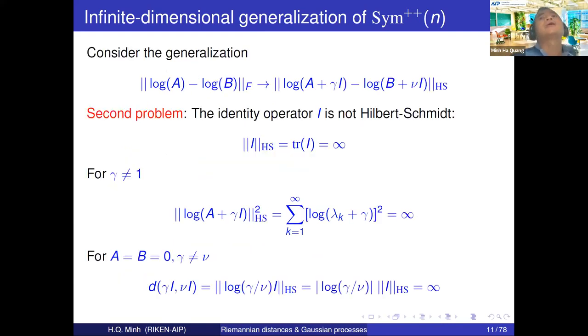So let's move on to the second problem. Now, instead of log A minus log B, we can consider log of A plus gamma I minus log of B plus mu I with the Hilbert-Schmidt norm. But the problem is that this quantity is in general not finite, because the identity operator is not a Hilbert-Schmidt operator. Its norm is just the trace, which is equal to infinity. So if gamma is not equal to zero, then the Hilbert-Schmidt norm squared of log of A plus gamma I will be equal to infinity. In particular, the distance between two multiples of the identity operator will be equal to infinity.